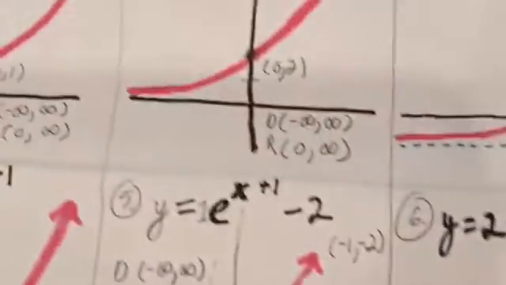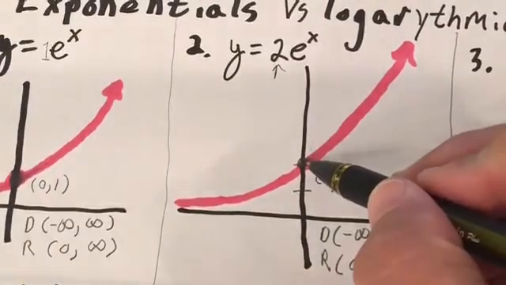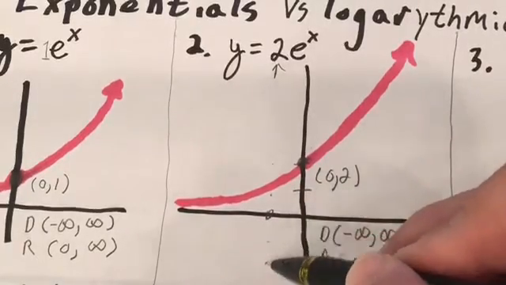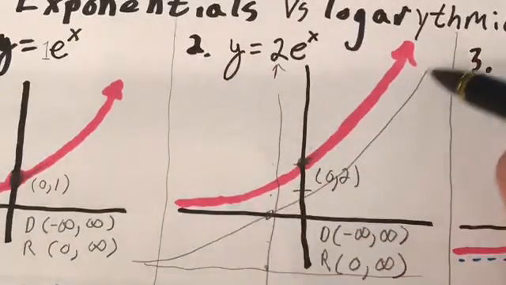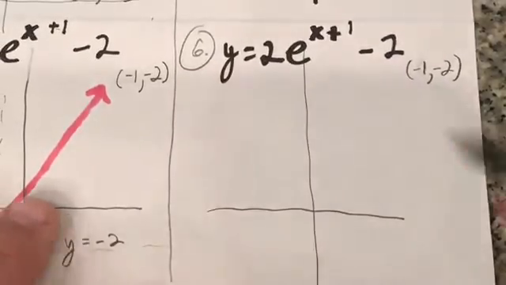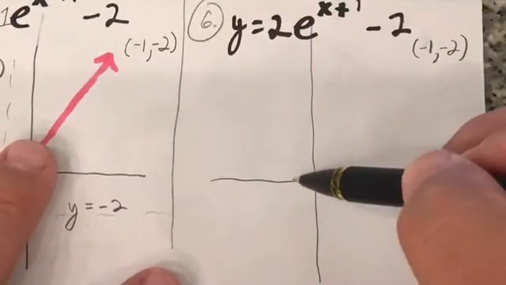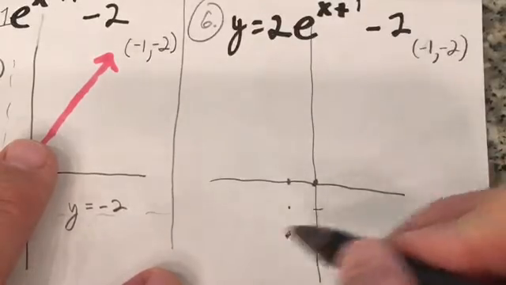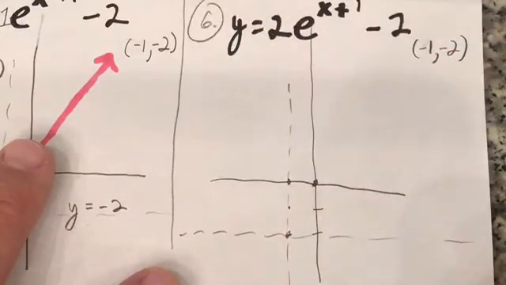All this is this graph, number 2, y equals 2e to the x. Everything shifted left 1, down 2. It's just a phase shift of that graph from number 2. So I'm going to use this as my 0, 0, and I'm going to move my 0, 0 left 1, down 2. And that's going to be my new origin, where I'm going to graph this function.